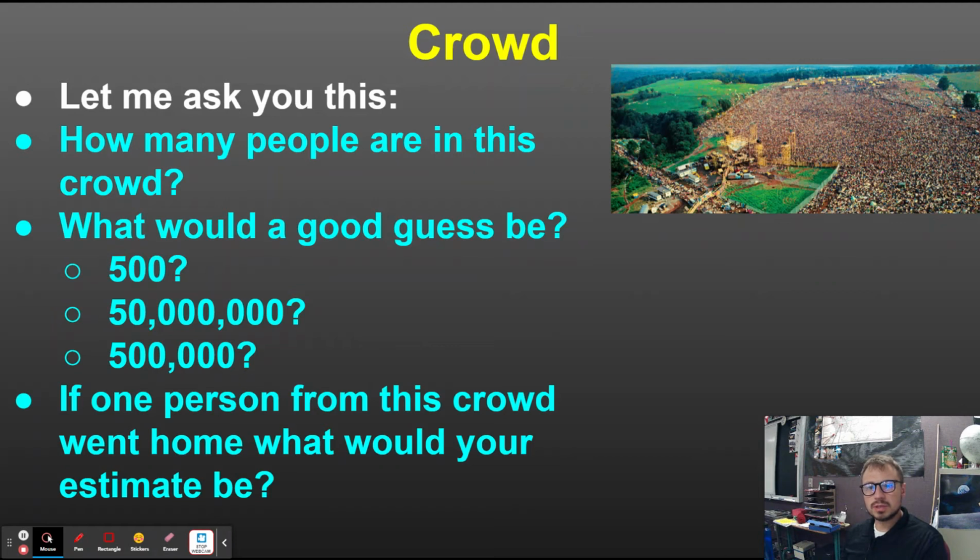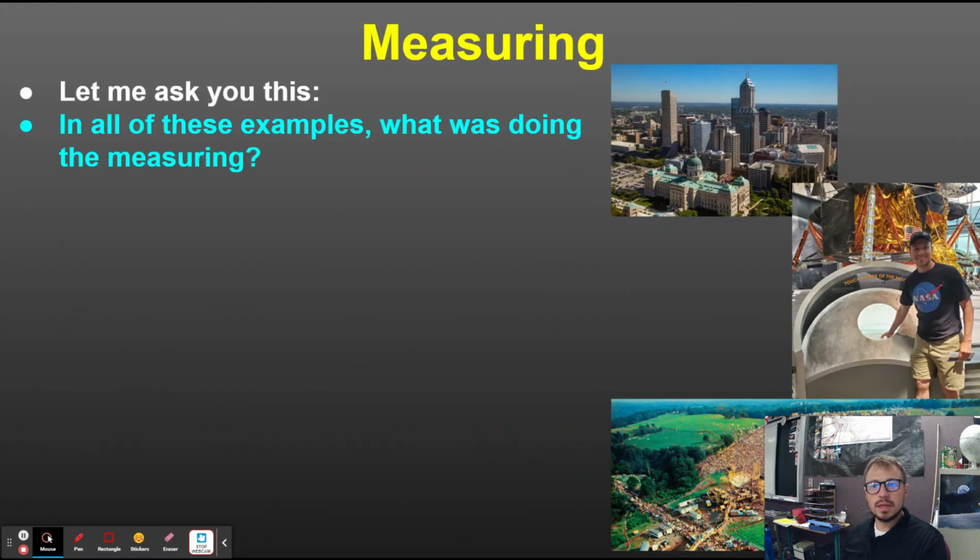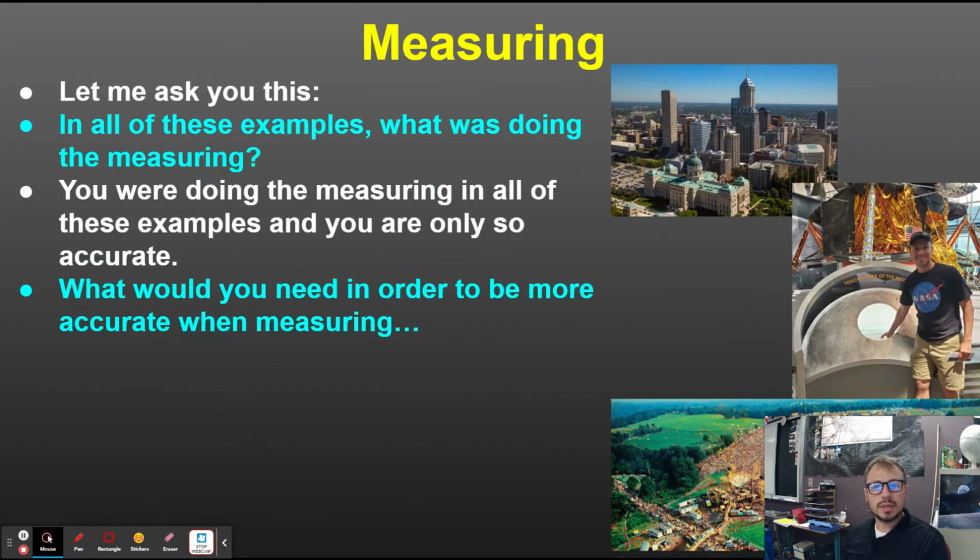Now, if one person from this crowd went home, what would your estimate be? Would you be able to say 499,999? Probably not. You could not tell the difference if one person left. So in all of these examples, you were doing the measuring.